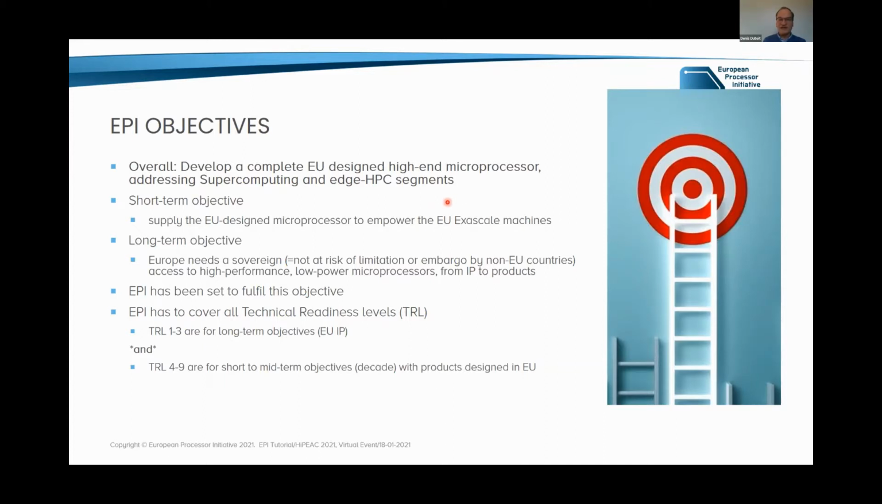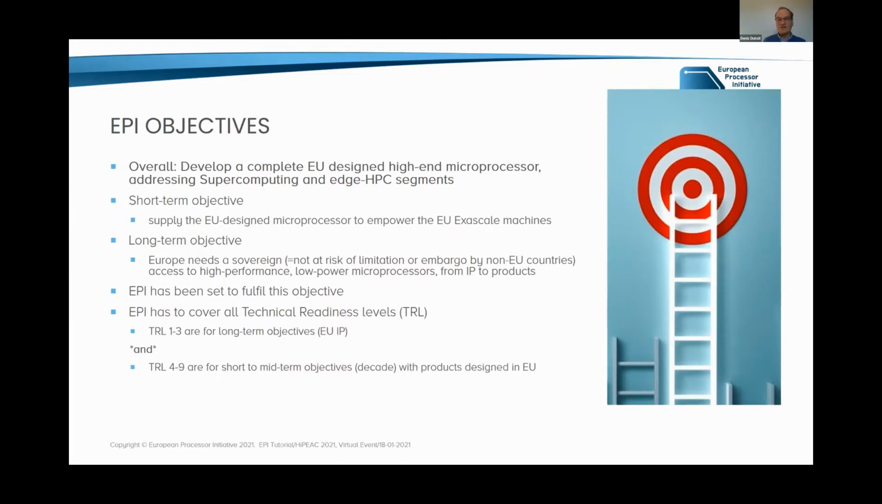The chip will be taken out in the most advanced semiconductor process node. So we will have a short-term objective: first of all, to supply the EU microprocessor to empower exascale machines in Europe. And a longer-term objective to ensure the sovereignty of Europe regarding low-power processors, from IP to products, and also obviously access to high-performance machines.